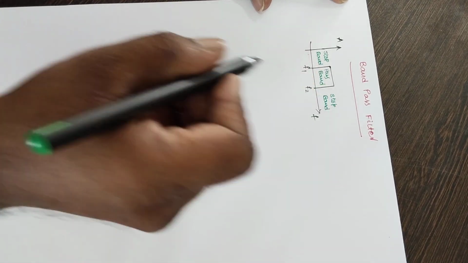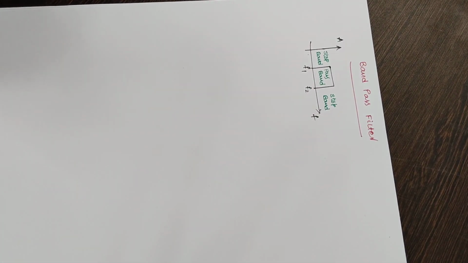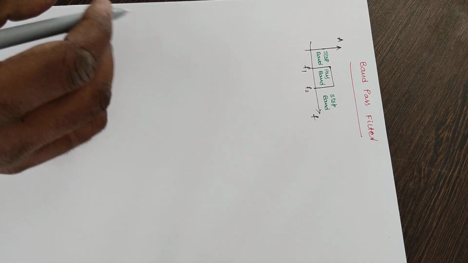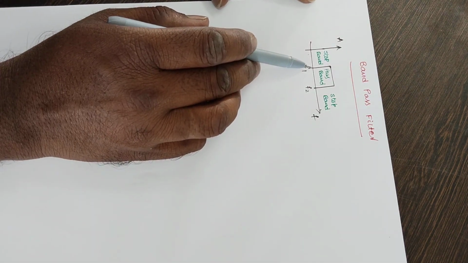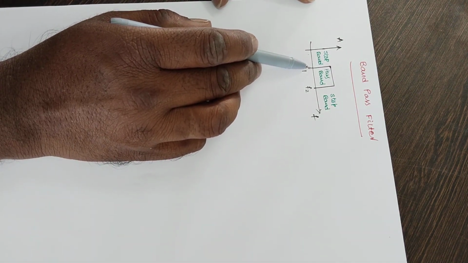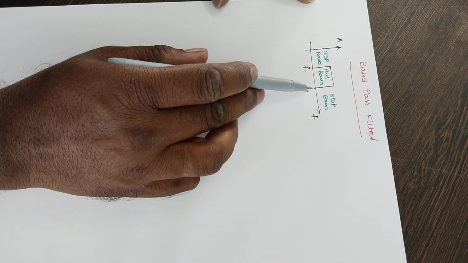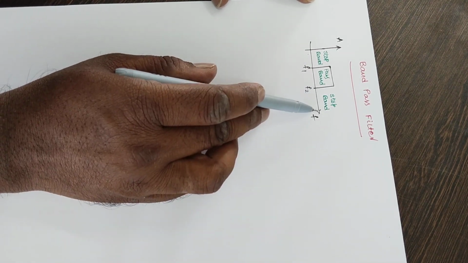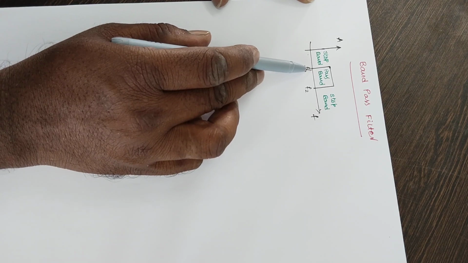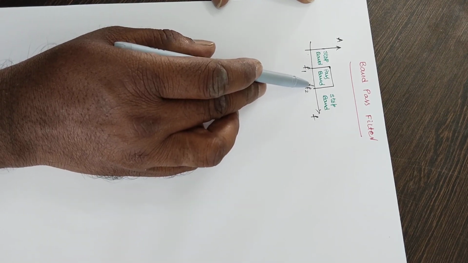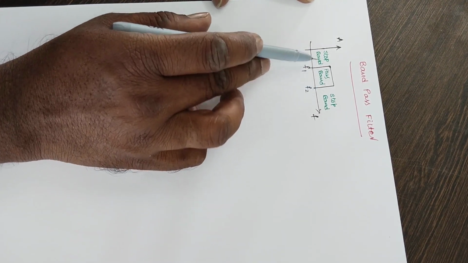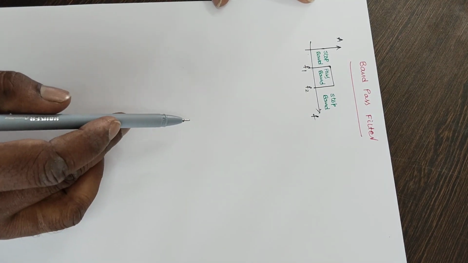So from the definition of this band pass filter, we can define it. It is a filter which will attenuate the signals having frequencies below the lower cutoff frequency and above the upper cutoff frequency, and allows this band of signals. That is nothing but the pass band, and this is the stop band.